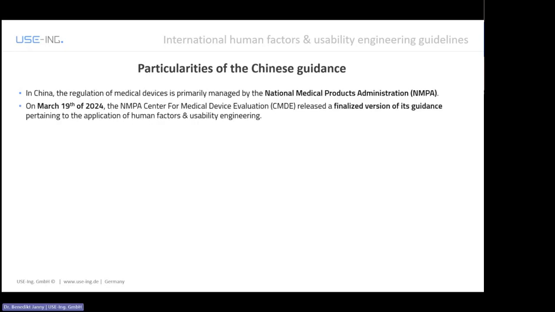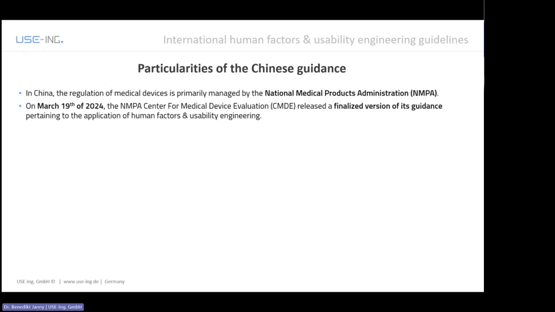But before we come to the FDA guidance, I want to come to the Chinese guidance. And as I mentioned before, there was a lot of activity lately because, I think due to the pandemic, the NMPA postponed the release or the final discussion of the drafts a little. And yeah, the final release took place on March the 19th, so hardly 2 months ago.